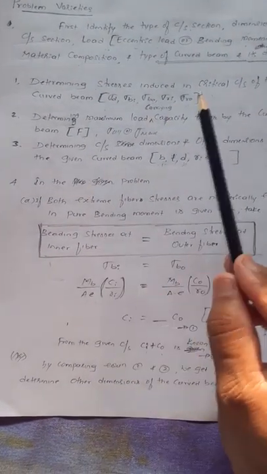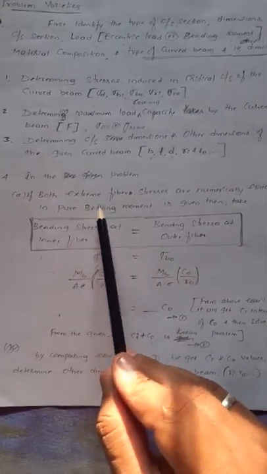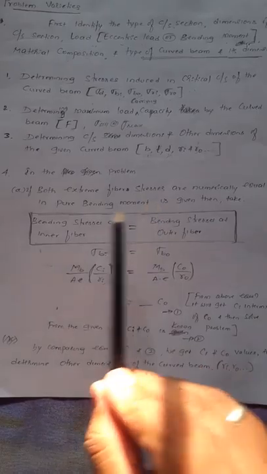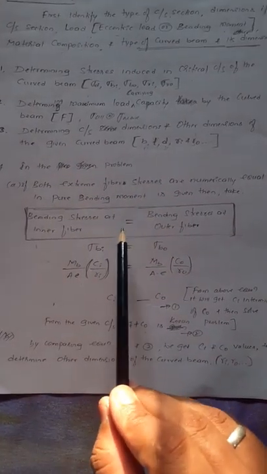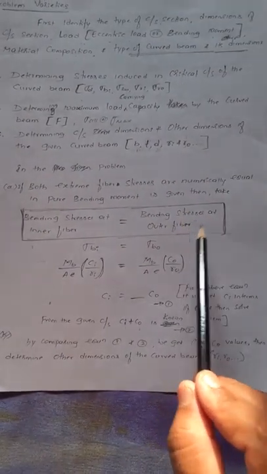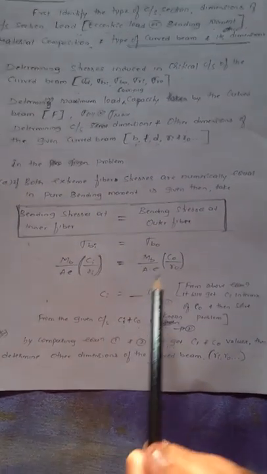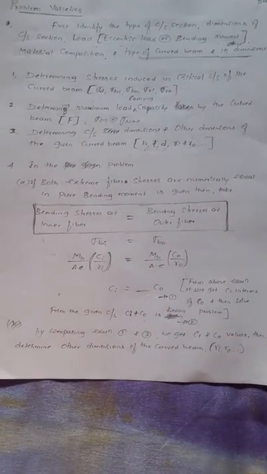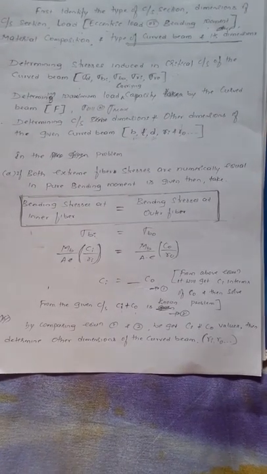Then the fourth variety of problem: if both the extreme fiber stresses are numerically equal in pure bending moment, then use this equation. Bending stress at the inner fiber is equal to bending stress at the outer fiber. Then equate them, Ci will get C0. Then substitute and determine the value of the cross-sectional dimensions, right?